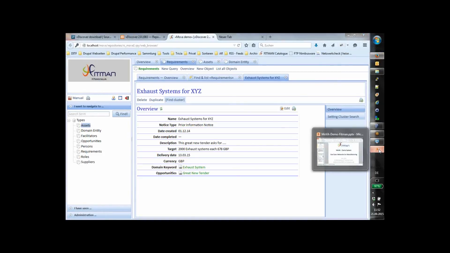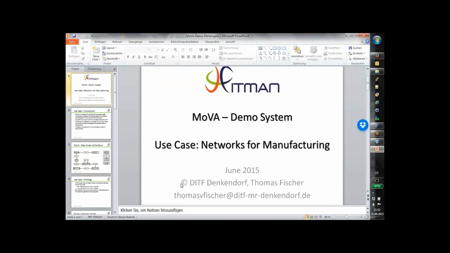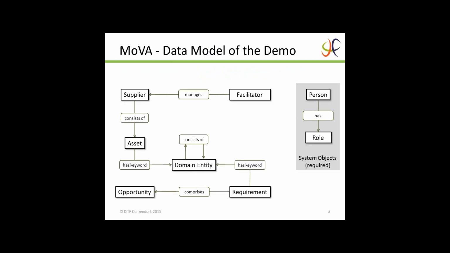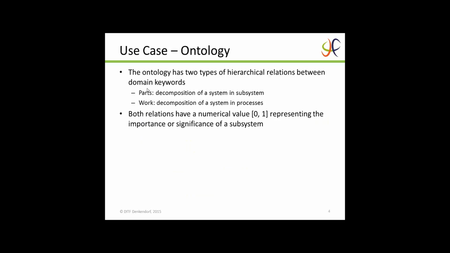Okay, just to continue with the few slides that you will find as a handout. So this is what I already explained, and this is again the data model of our demonstrator. So we have the suppliers, we have the assets, we have the domain entity that forms the hierarchy or the domain ontology, and of course we have the requirements linked to these domain entities. So we say we need exhaust systems. Okay, the linking word is the exhaust system, and then we know who can provide exhaust systems.